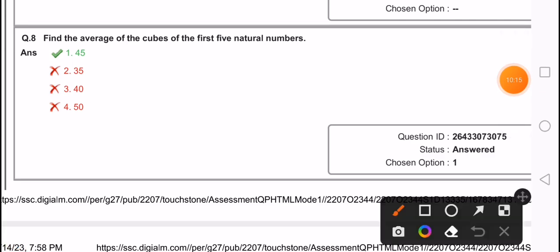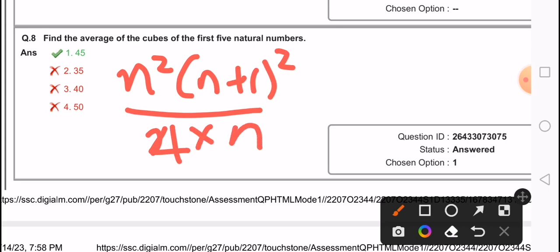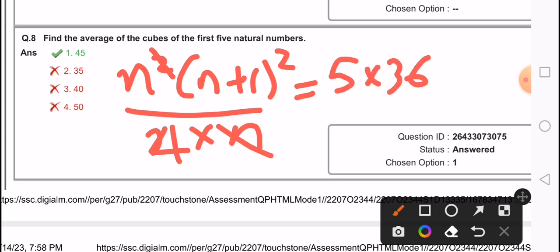And the next question, the average of the cubes of the first 5 natural numbers is asked, and the sum of cubes is n square into n plus 1 the whole square by 2 square, actually it is 4, and average means we divide by n, so we cancel n. So now 5 natural numbers, so we put n equal to 5, so 5 into 36 by 4. Now we can see 9 5s are 45, that is the answer.